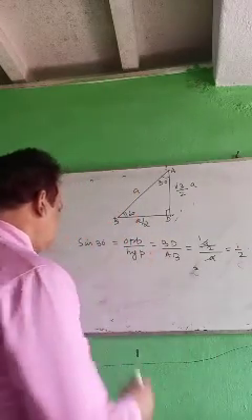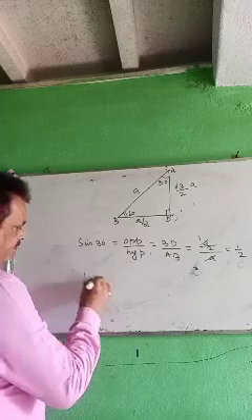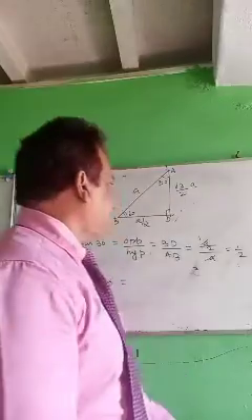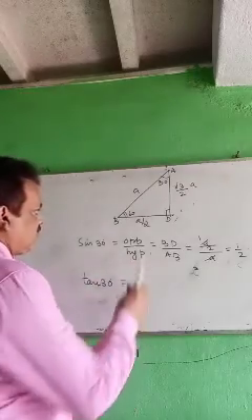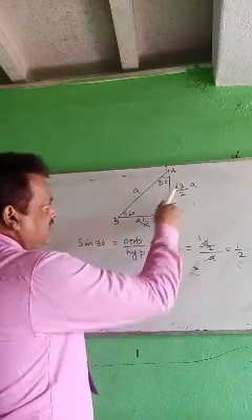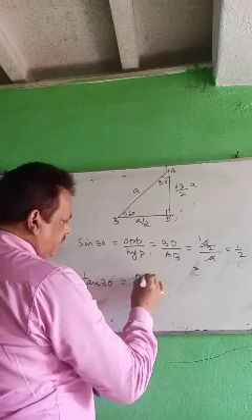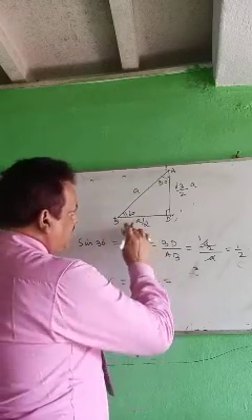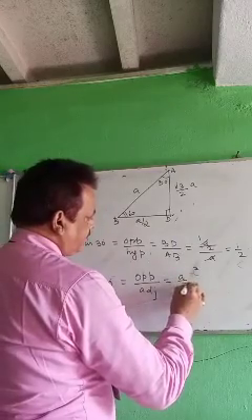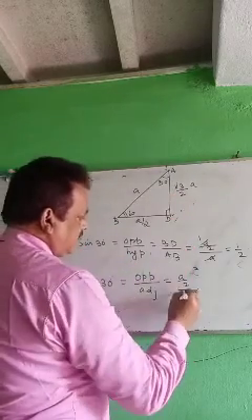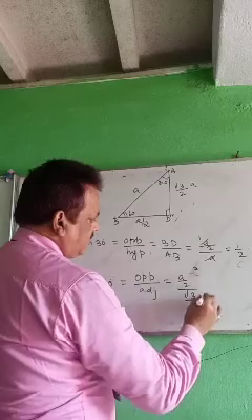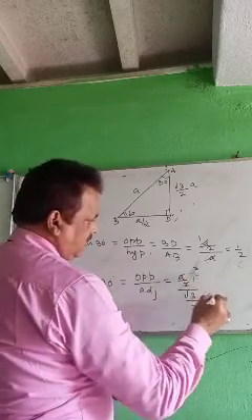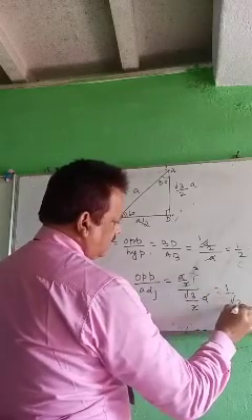Suppose tan 30. Then tan 30 will be how much? The formula for tan is opposite by adjacent. Opposite means A by 2, adjacent means root 3 by 2A. A cancels, 2 cancels, here is 1. So 1 by root 3.